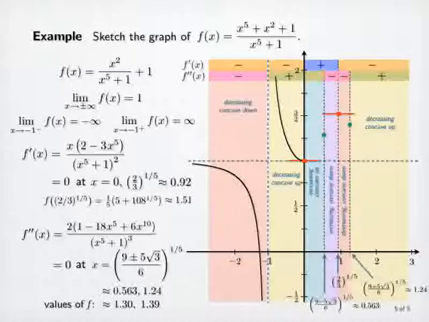On the next interval, the function's increasing, the graph's concave up. Then the concavity switches to concave down while the function is still increasing. Then the concavity stays downward as the function begins to decrease. And then the function values continue to decrease while the graph is concave up as we approach the horizontal asymptote y = 1.